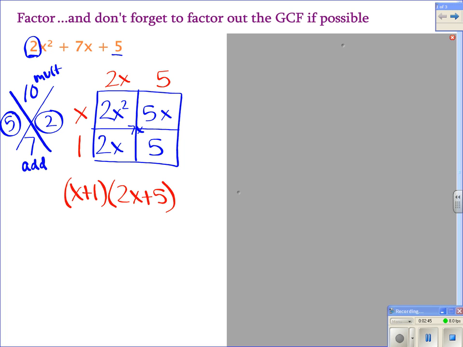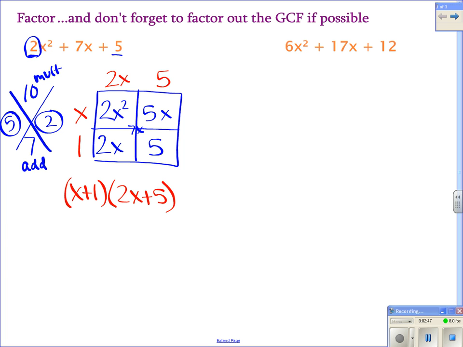So we're going to try this again. Got 6x squared plus 17x plus 12. Okay, how do we get this top number again? 6 times 12, which is? And then 17 goes down here. So multiply to be 72, add to be 17. Yes, 9 and 8.